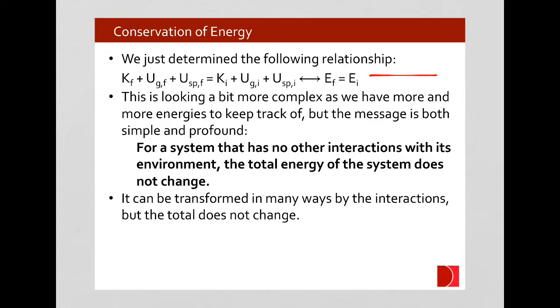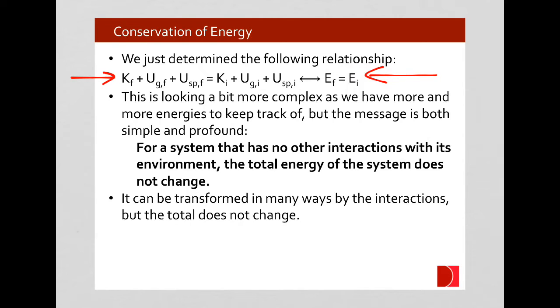So this is the relationship we just determined, that the total energy at the end is equal to the total energy at the beginning, and the end and the beginning are arbitrary points along the evolution of the system as well. If you consider a system that's evolving with time, you could consider its total energy at any two arbitrary points in time, and the total energy of the system would be the same in both of those cases.